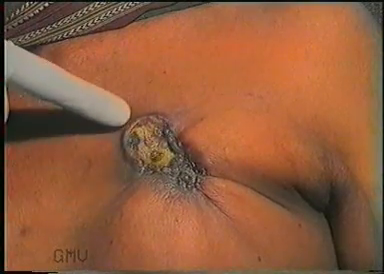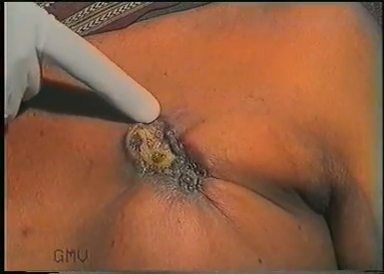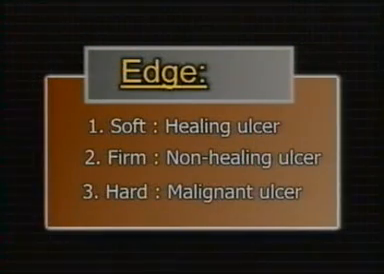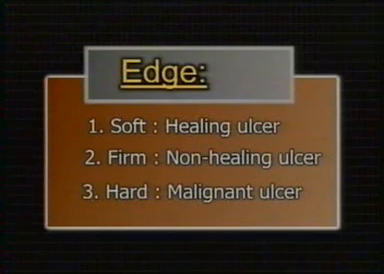Now palpate with a gloved hand over the edge and floor of the ulcer. The edge is barely distinguishable in a healing ulcer. In a non-healing ulcer, it has a firm feel due to fibrosis, while in a malignant ulcer, the edge is hard.